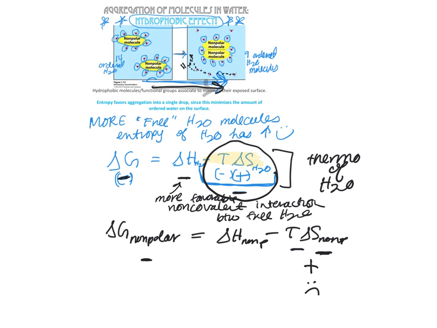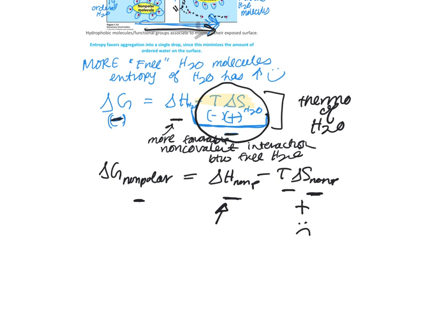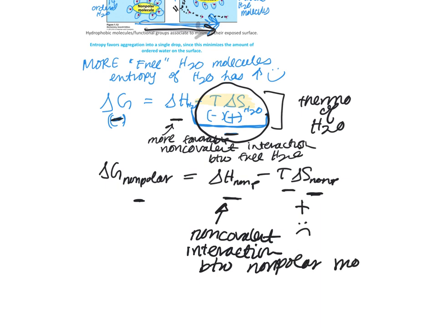However, there is a balance in the fact that when we put these nonpolar molecules together, we get lots and lots of non-covalent interactions, which is a negative delta H. So this negative delta H is the non-covalent interactions between the nonpolar molecules themselves, and that is very, very favorable. There's lots and lots of interactions.